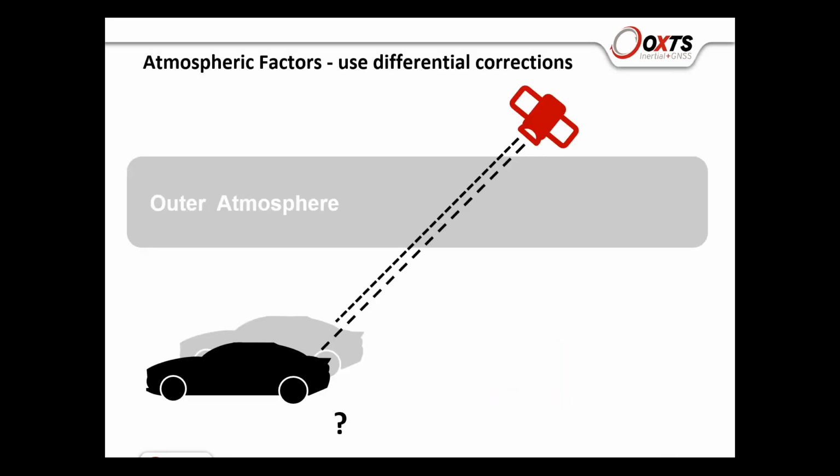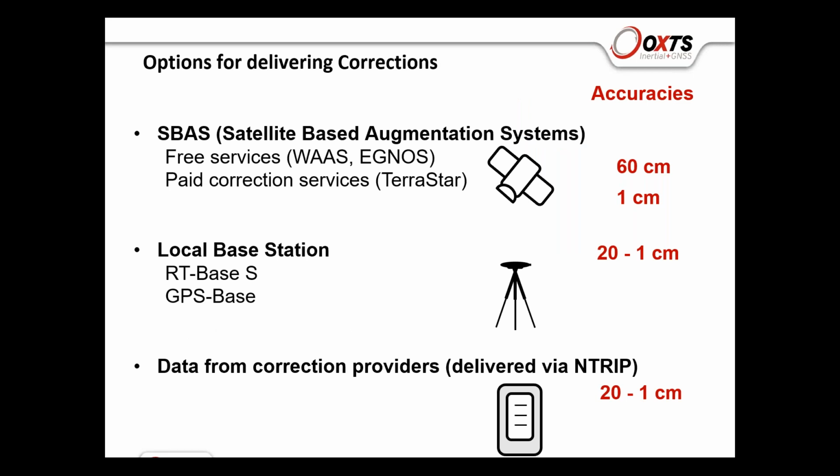So how do we account for atmospheric variations? Since satellite signals don't travel at a constant speed due to atmospheric conditions, we can account for this using differential corrections. The type of differential corrections that you use will depend on the environment that you're operating in, so proving ground versus open road, where you're located in the world, what level of accuracy you require, and also your budget. So starting from the lowest end, you can have SBAS. There are various free services such as WAAS and EGNOS, or you can have a paid correction service which can get you down to 1 centimeter, such as TerraStar.